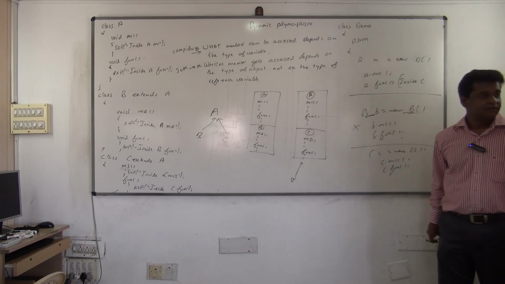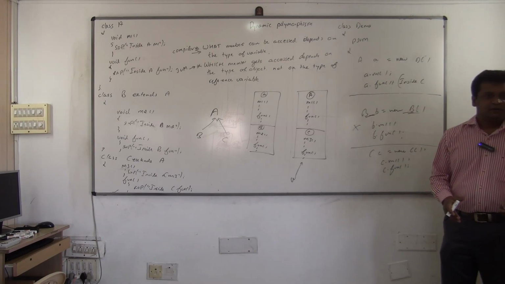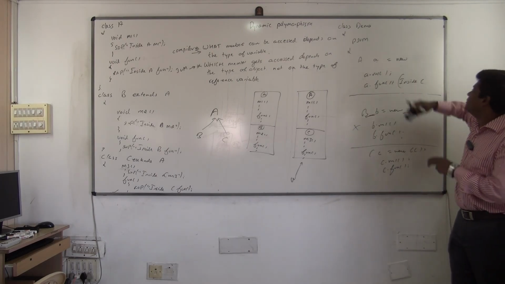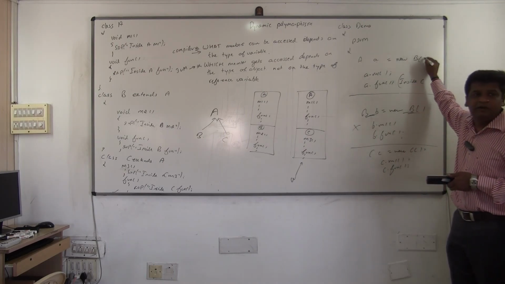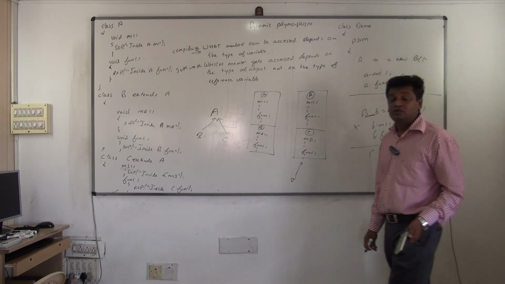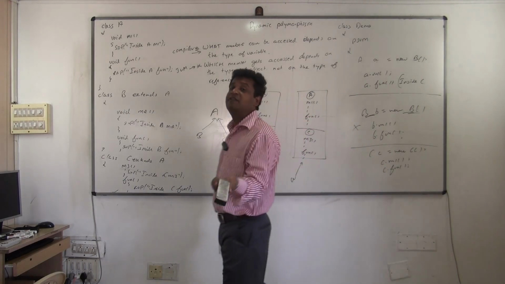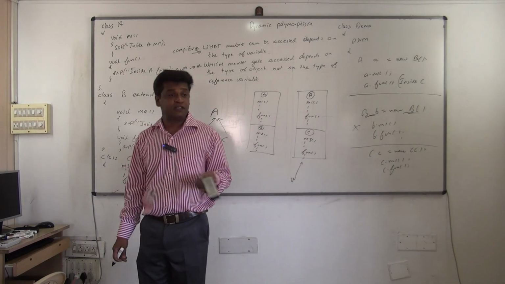But if I do this, I am loosely coupled. So which code you want? Simply you will change it here. New B or new C or new D, you decide. As simple as this. So it is up to the developer. Developer is having this option. Developer is given this option.